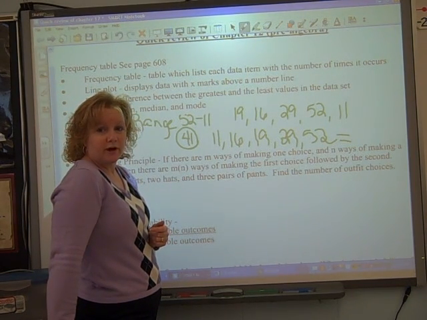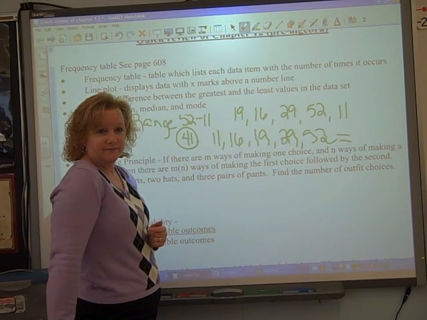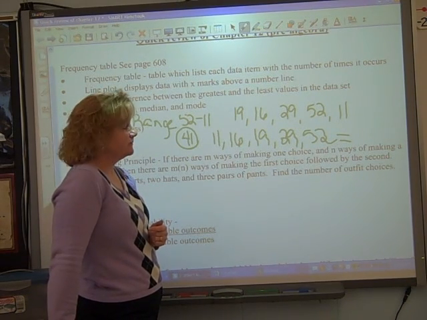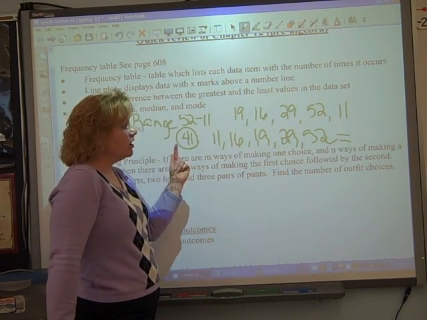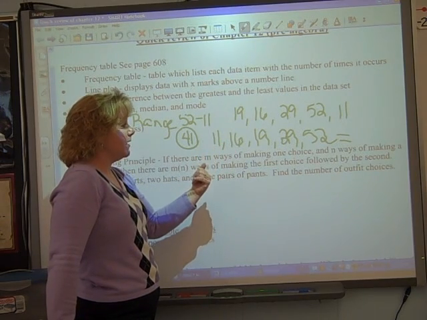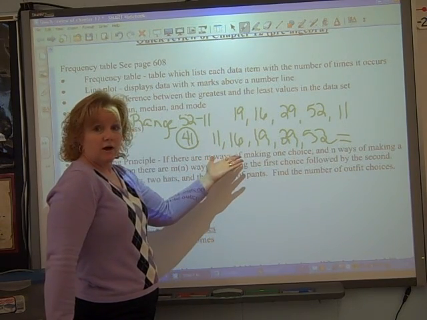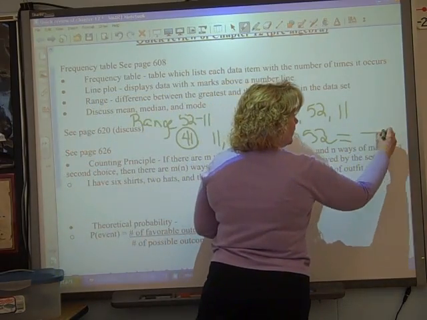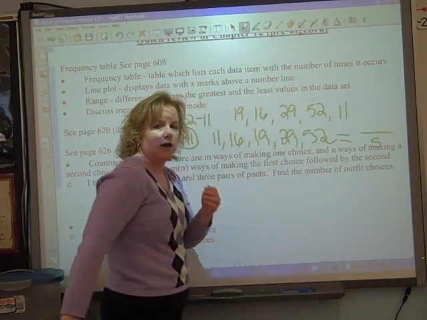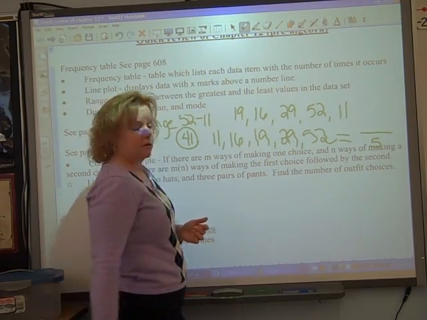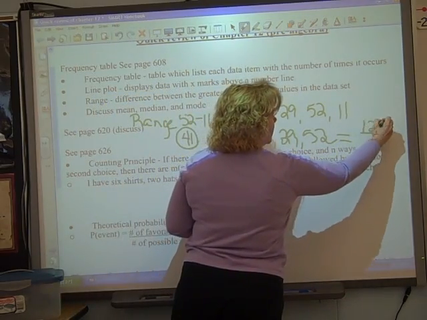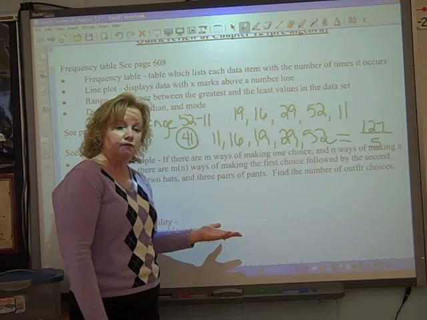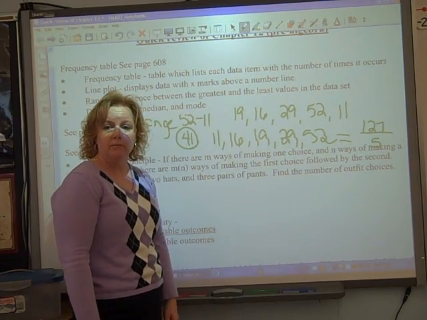Good thing Brittany brought a calculator. So if you add all of these up, what am I going to divide by? How many numbers are here? 5. So you're going to divide by 5. Brittany, what did I get? 127. And you would divide 127 by 5, and what do you get?